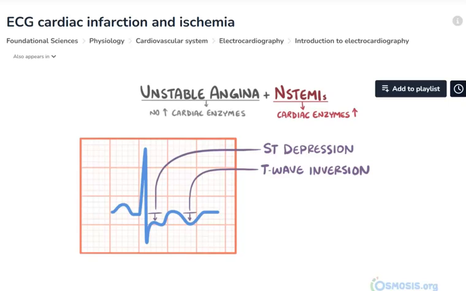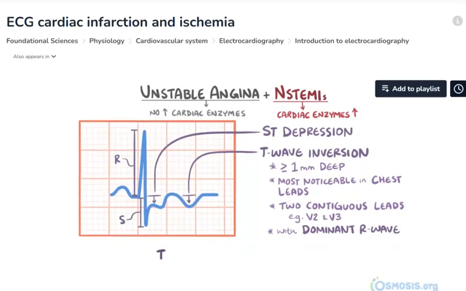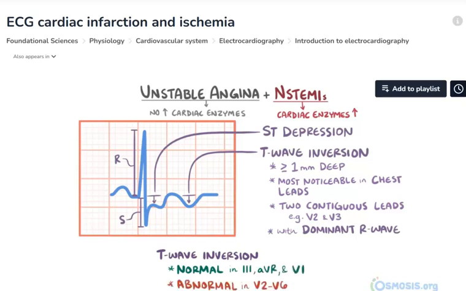With an n-STEMI, the ST depression looks similar to the one in subendocardial ischemia, and the T-wave inversions are usually symmetric and at least 1 millimeter deep, or one little box, and are most noticeable in the chest leads, but can also appear in the limb leads. These also have to happen in at least 2 contiguous leads, meaning adjacent leads. For example, lead V2 and V3 are contiguous, but leads V3 and V5 are not contiguous. There can also be a dominant R wave, meaning that the R wave has a higher amplitude than the S wave. Now, it actually turns out that a little bit of T-wave inversion can be normal, especially in leads 3, AVR, and V1. But any sign of T-wave inversion in leads V2 through V6 is considered abnormal.